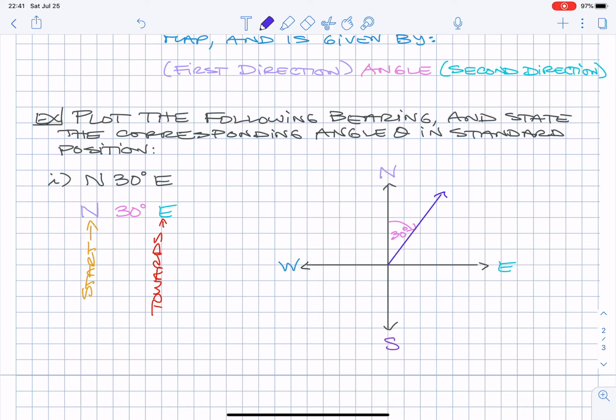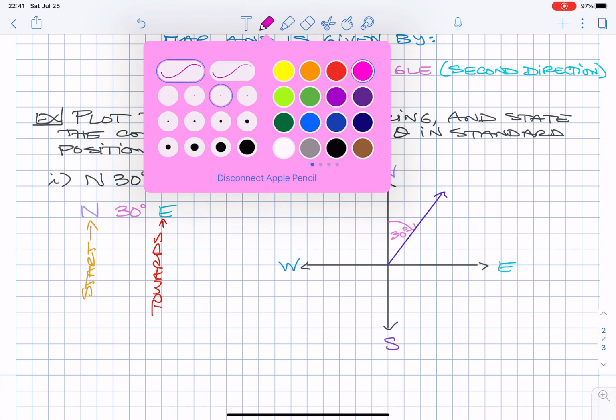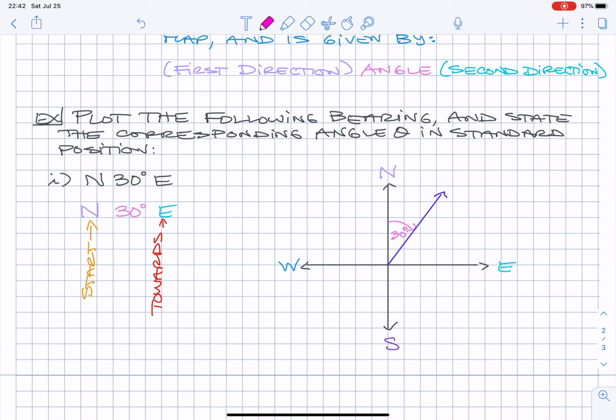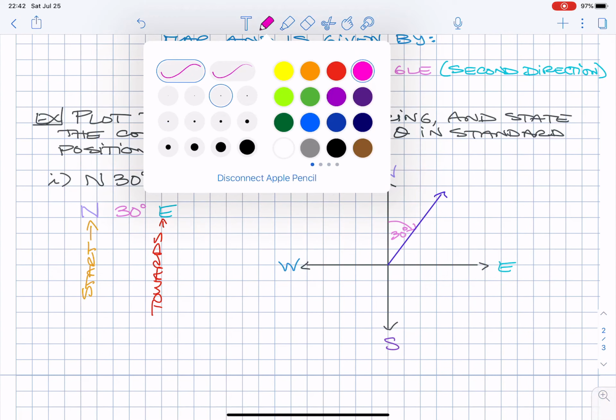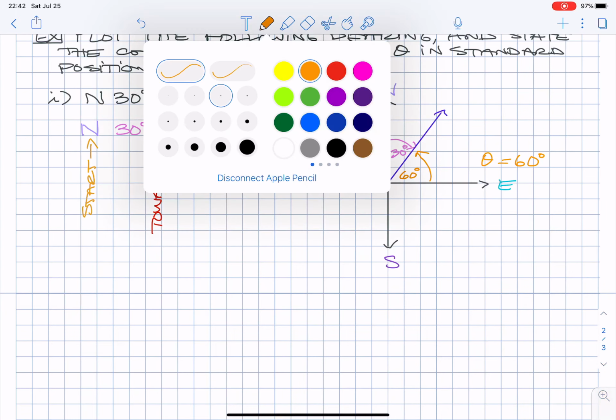Okay, well that must mean that the remaining angle down here, maybe in orange, must be 60 degrees. So that is our theta in standard position. So theta is equal to 60 degrees. That corresponds to the bearing north, and then go towards the east 30 degrees. Okay, let's do another one.